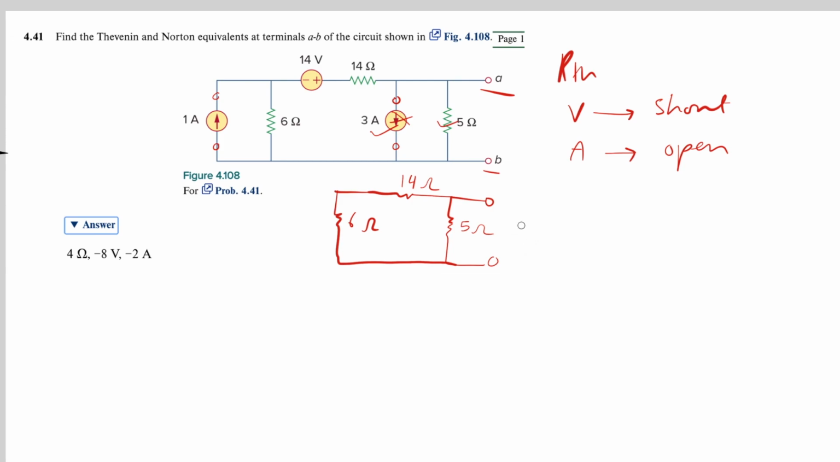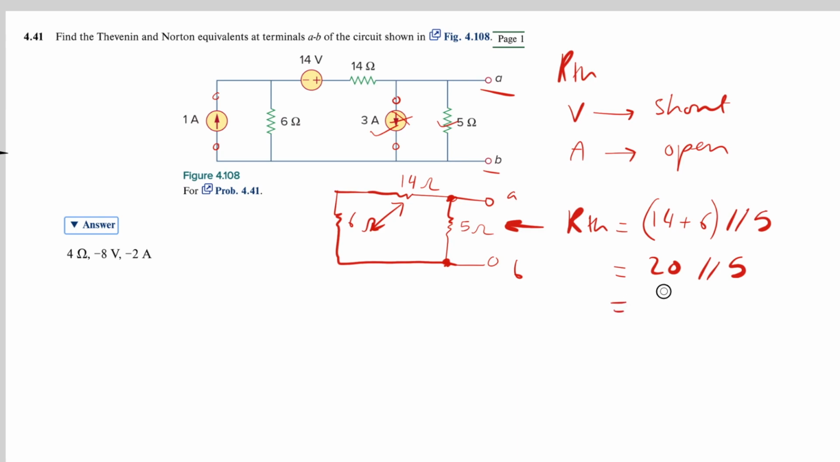Okay, so our Thevenin is the R equivalent looking here, right? At terminals A and B. So in that case, our R Thevenin is equal to 14 in series with 6, and they are both in parallel, right? Because the result of these combinations here is what is in parallel with 5. So 20 parallel 5, which equals what? 20 times 5 over 20 plus 5, and the answer is 4 ohms.